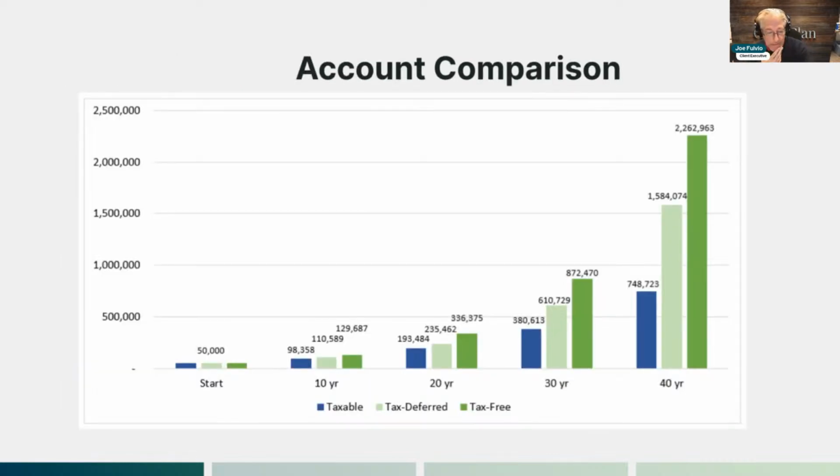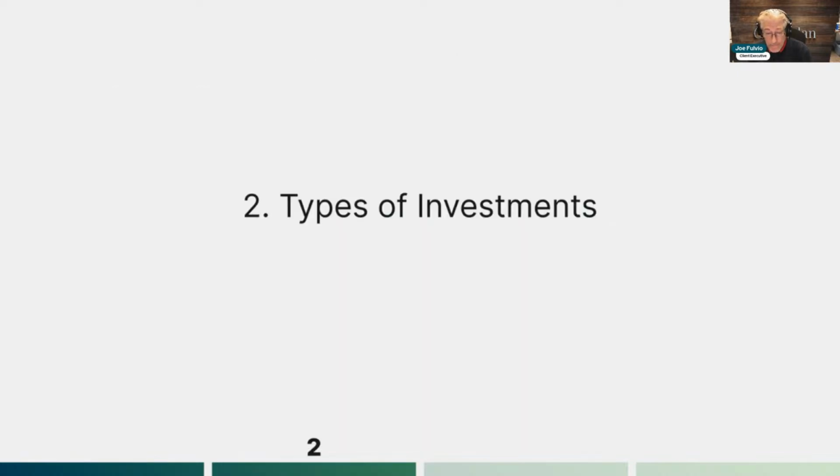Again, another way of looking at the comparison, starting with, say, a $50,000 pool of money, and what that would look like if it were taxable income versus tax deferred versus tax-free over a 10, 20, 30, and 40-year period. As you can see, the tax-free option is the best way to accumulate wealth. And again, there's tremendous resources at the website and in the webinars and in the podcasts dealing with the Roth.